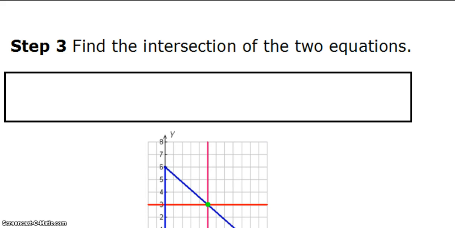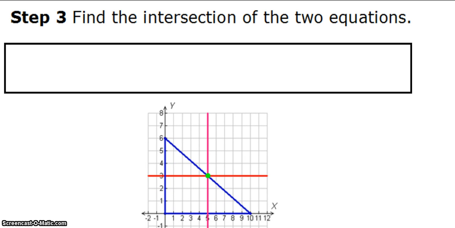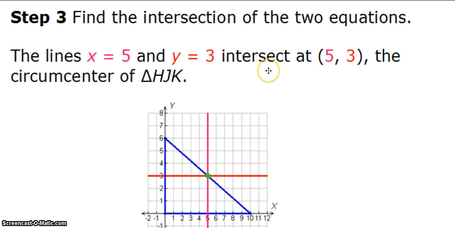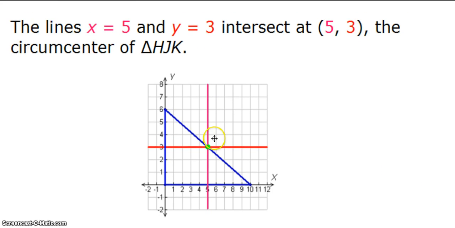Because it's a right triangle, we know that the circumcenter lies on the hypotenuse, right? So all we have to do is graph those two bisectors and locate the point of intersection, which is there, right on the hypotenuse at (5, 3). And that is our circumcenter for this triangle, which means, interestingly enough, that if we travel from (5, 3) to (0, 6), that distance is equal to (5, 3) to (10, 0). We could use our distance formula to prove that, right?